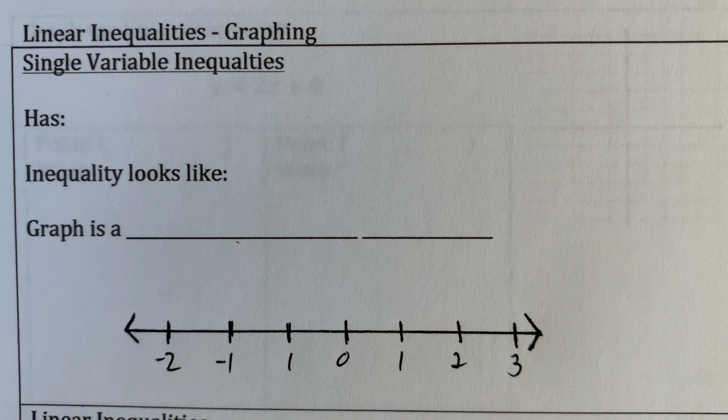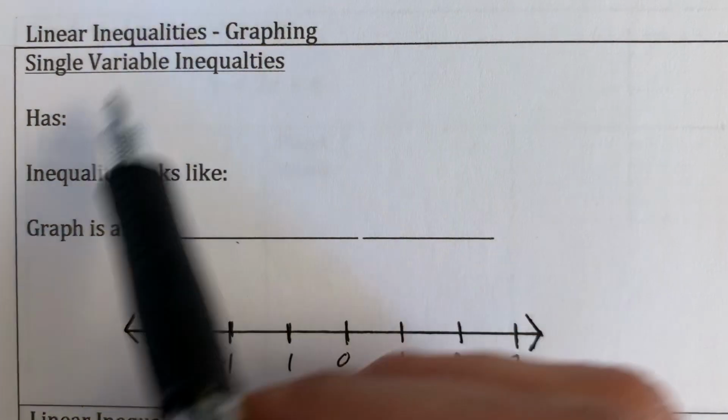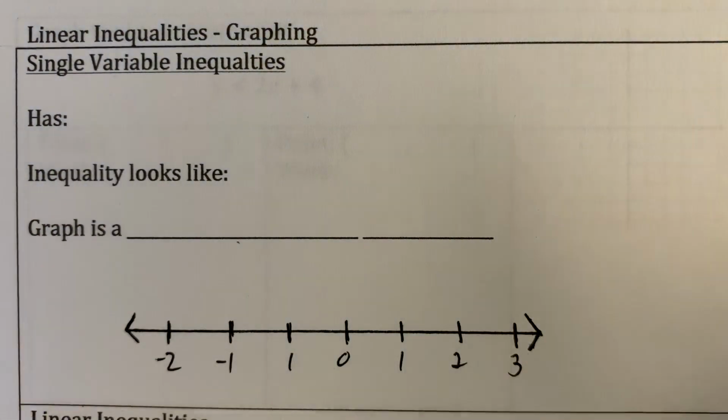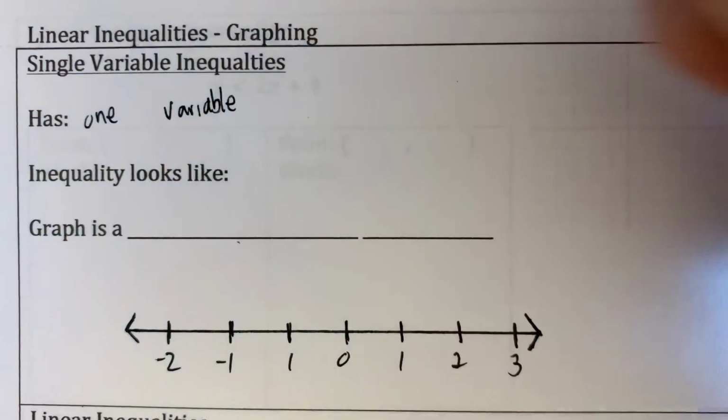Hello everybody, today we will be changing topics away from system of equations, moving to linear inequalities. We are going to connect this to when we did single variable inequalities before, so this will be a review, and then we'll connect it to linear inequalities. So single variable inequalities are inequalities that have one variable. That's why it's single variable.